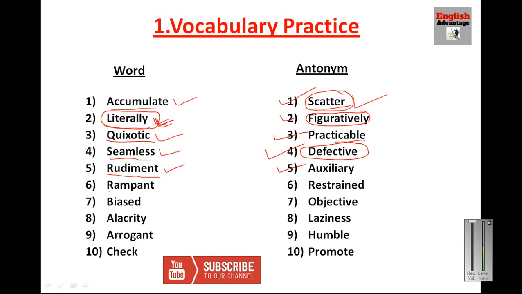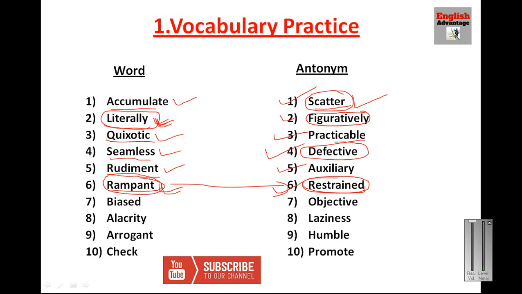Now rampant. Rampant means something that is everywhere, something that is widespread. For example, corruption in India is rampant. It's everywhere, it's top to bottom. So that is why we can use this word rampant. If something is not rampant, it's limited, it's confined, it's restrained or checked, or you can say controlled. So these many words I have told you can be the antonym of this word. Rampant means widespread or everywhere. At the same time, restrained means it's checked, it's controlled, it's not everywhere. So this will be the equivalent antonym of this word.